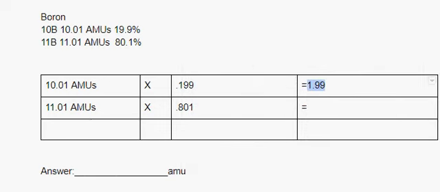Now, for the other one, I'm not going to bother showing you how to plug it into the calculator. You should know how to do that. 0.801 times 11.01 equals 8.82. If you add those two together, you get an average. The total of those two is 10.81, which, as you notice, is about 80% of the way between 10 and 11. It's closer to 11 than it is to 10. So the answer, the weighted atomic mass in atomic mass units, is 10.81.